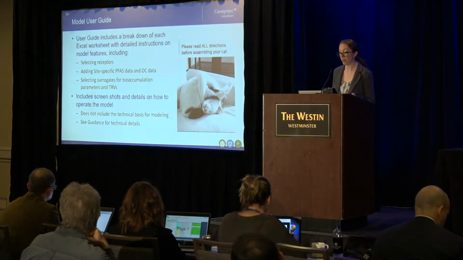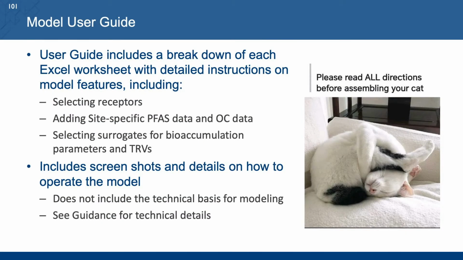The user guide includes a breakdown of each Excel worksheet with detailed instructions on selecting receptors, adding in site-specific data, and selecting whether or not you want to use surrogates throughout the process. It includes screenshots and lots of details on how to actually operate the model. But it doesn't include the technical background for it. All of the background, a lot of what we've been talking about today, you're going to find in the guidance document itself, not in the user manual for this tool.